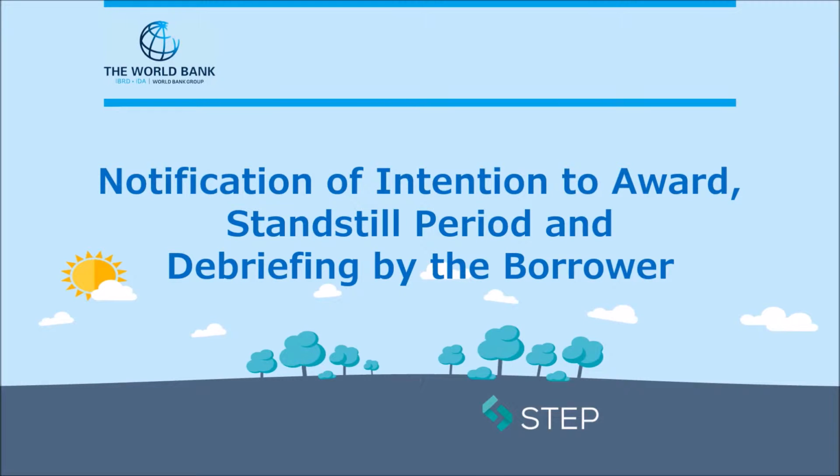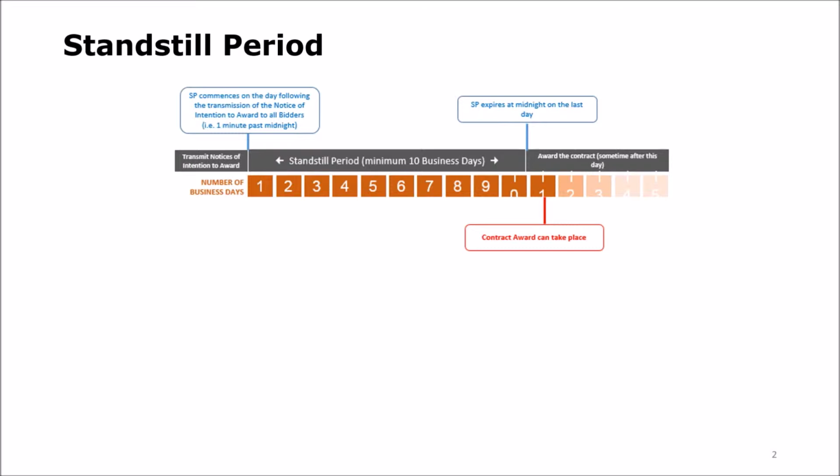Following the bank's no objection to the bid evaluation report and recommendation for award, the implementing agency shall promptly transmit the notification of intention to award to participating bidders by the quickest means available. The notification of intention of award template is attached in the corresponding standard procurement documents. The transmission of the notification of intention to award begins the standstill period, if applicable.